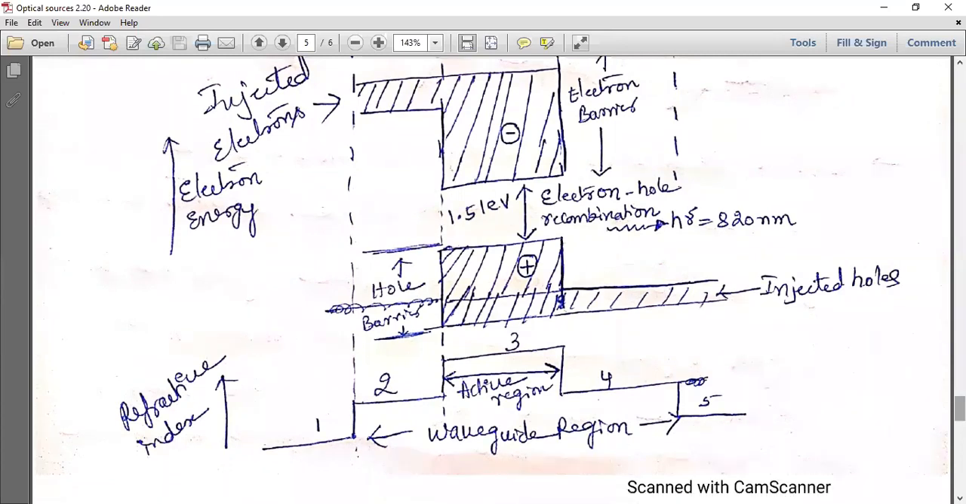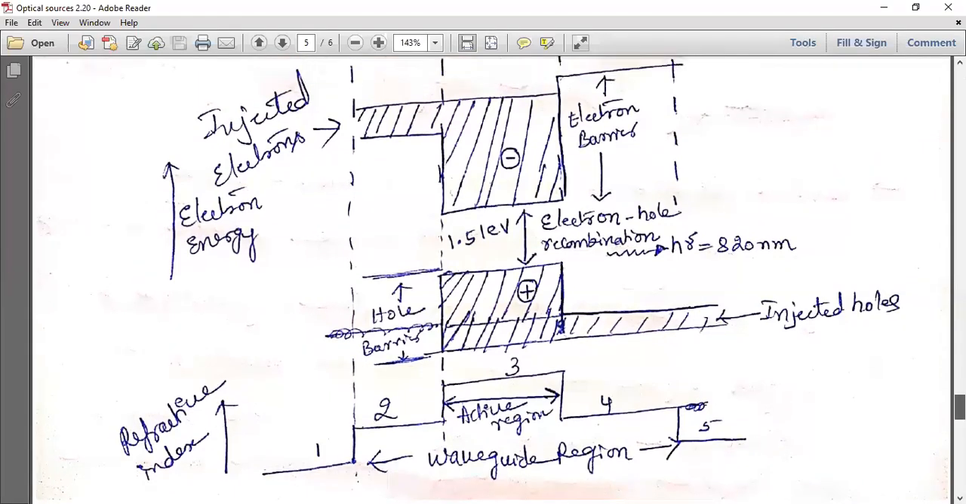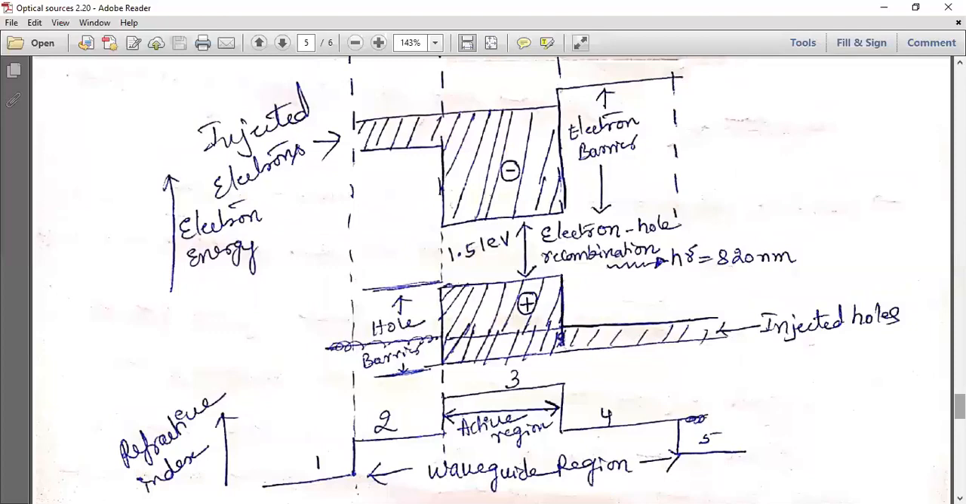The other thing is I have written a refractive index. You have to keep in mind that wherever the band gap energy is small, the refractive index is more. That is the property of the materials. So here the band gap of the active layer is less, so you write the refractive index, which is more. Here the band gap is more, so you write the refractive index less. And again here it is more, so it is written less.